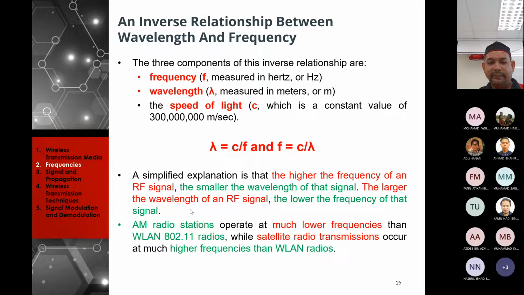Okay, understand? So AM radio stations operate at a much lower frequency than WLAN 802.11 radios, while satellite radio transmissions occur at a much higher frequency than WLAN radio. For example.